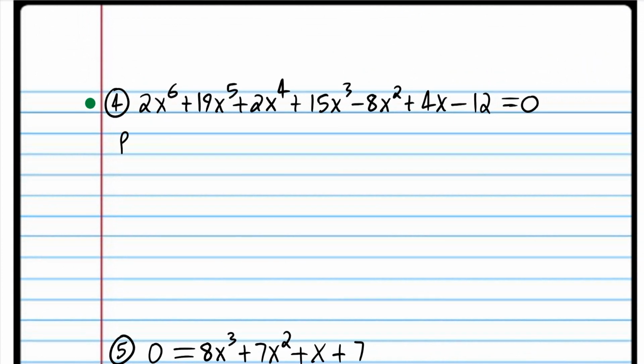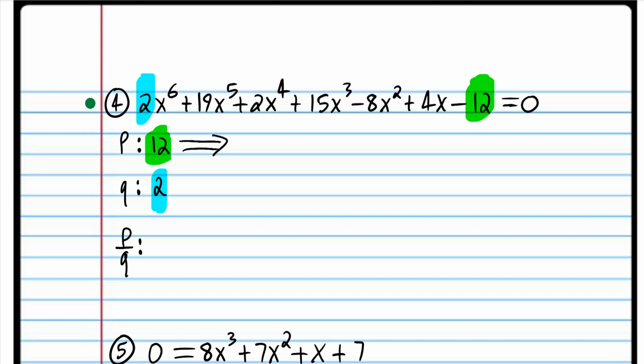So you're going to write P and Q and P over Q, and remember that the last term is what we use, and the coefficient of the first term. So this is where these numbers come from. And you want to find the factors, and then remember to write plus or minus symbols when you find the potential solutions to the equation. So try number 4, and when you come back, we'll do it together.